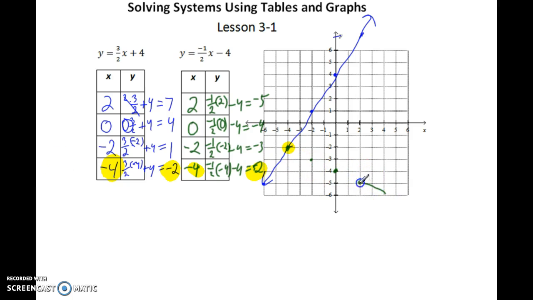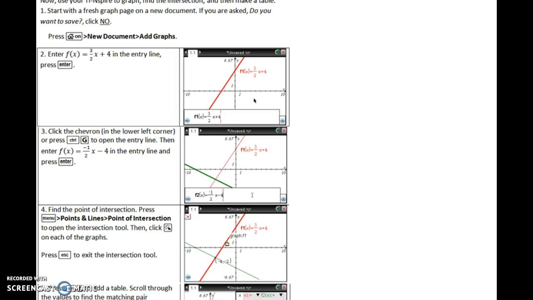I could continue, I could graph this, but that's fine. That's the solution of the system. So when we do solutions of systems, I always want you to get in the habit of writing your answer as an ordered pair. The answer to this system is -4, comma, -2. You don't have to put x and y there. You just leave it as an ordered pair. That's really what we're finding graphically or algebraically or even in the table. We're finding the ordered pair that is the solution to that system.